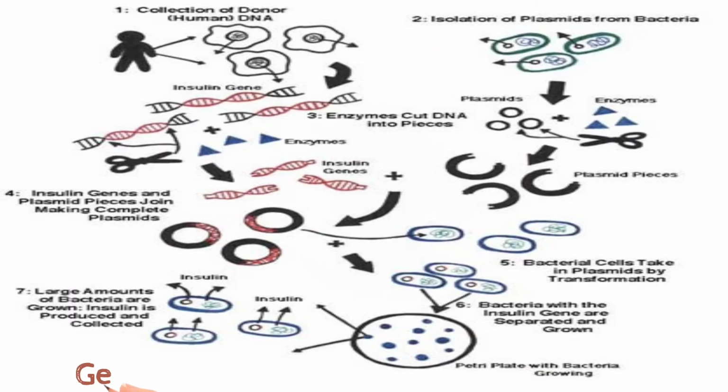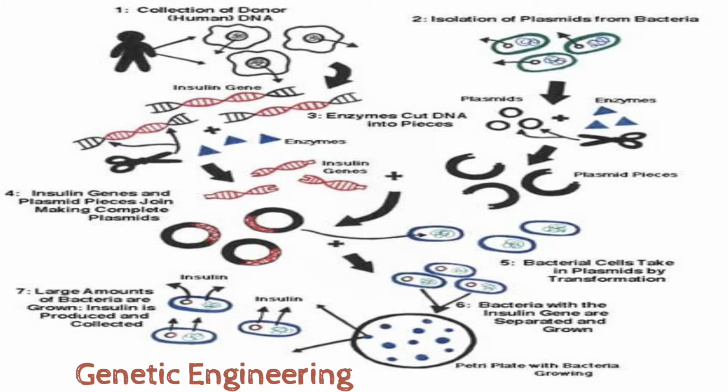Now, we will look at the mechanism of genetic engineering. First, a plasmid, a circular DNA, is isolated from a bacteria. Restriction enzyme cuts the plasmid DNA. Meanwhile, the human insulin gene is being isolated from human DNA. Restriction enzyme cuts the DNA into pieces. As you can see in the diagram, ligase joins the plasmid and insulin gene.